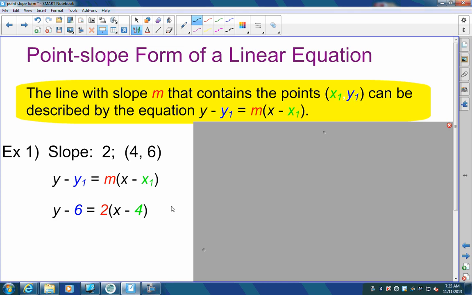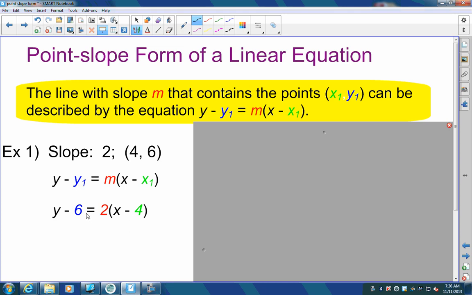So for example, if they gave you a slope of 2 and gave you the point 4, 6, and they said, write the equation that goes through this point and has a slope of 2, you would plug in your numbers right here. The slope is 2, so in the m, we put the 2. 4 is the x, so you put it in for the x. The y is 6, and that's why we put that in there.